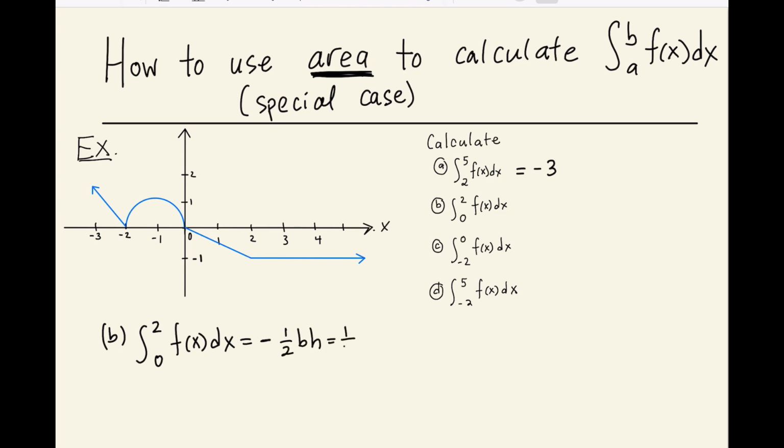And what is the length of the base of this triangle? Well, it's 2. And what is the height of the triangle? It's 1. So the net area there is negative 1.